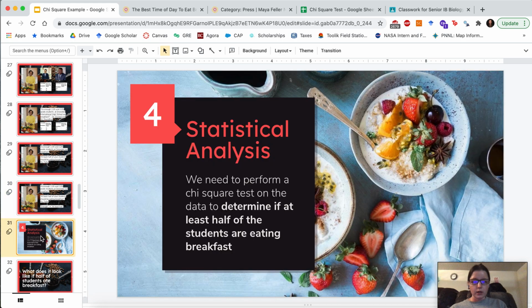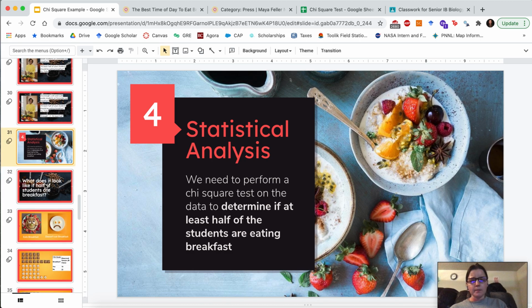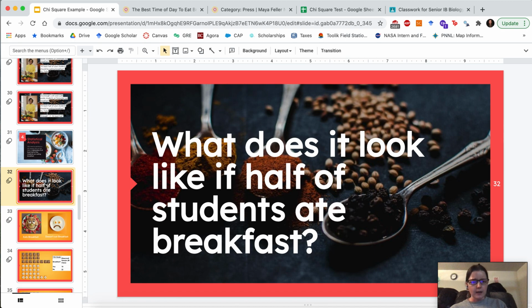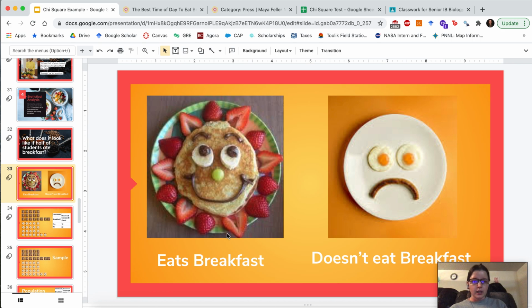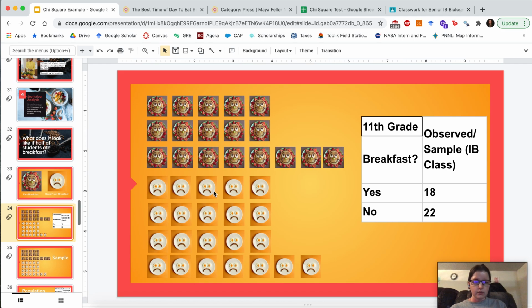And this is where we move on to the statistical analysis. We need to perform a chi-square test on the data to determine if at least half of the students are eating breakfast. But what does this look like? What does it look like if half of the students ate breakfast? Well, remember, we divided our data up where a smiling pancake eats breakfast and a frowny eggs and bacon, ham, doesn't eat breakfast. So a smile is eat breakfast and a frown is one that doesn't eat breakfast. And we're just going to focus on the 11th grade right now.